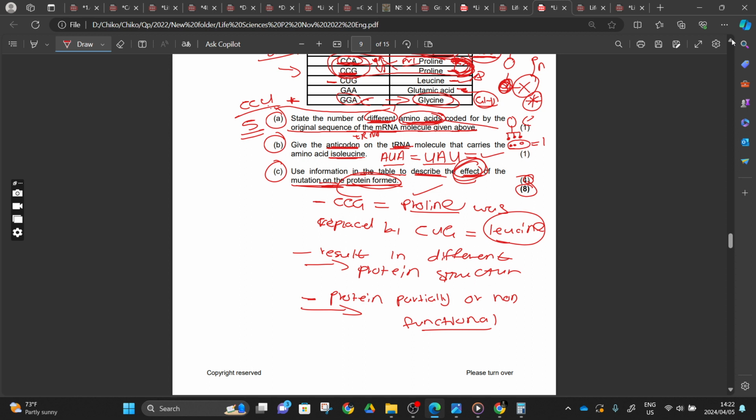Your 4 marks will be telling that this CCG was coding for proline, and that CUG was coding for leucine. And then when this happens, we are going to see a different protein structure. Maybe it was going to be like this, but since now it's changed, we are going to see something like this. It means that the protein structure is going to change. With the change in the protein structure, we are going to affect the protein functionality. It's going to be partially or non completely functional, right? So that will be your answer here, 4 marks.